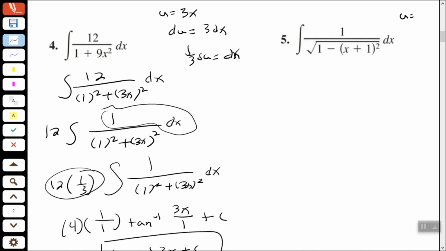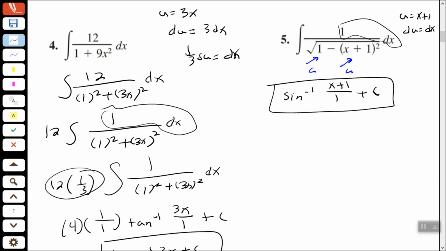So if u is equal to x plus 1, and then du is equal to 1 dx, that matches up. And we see that this is a, that's u. So in that formula it said that the integral of du over the square root of a squared minus u squared is equal to the inverse sine of u over a plus c. Alrighty, that was fairly simple.